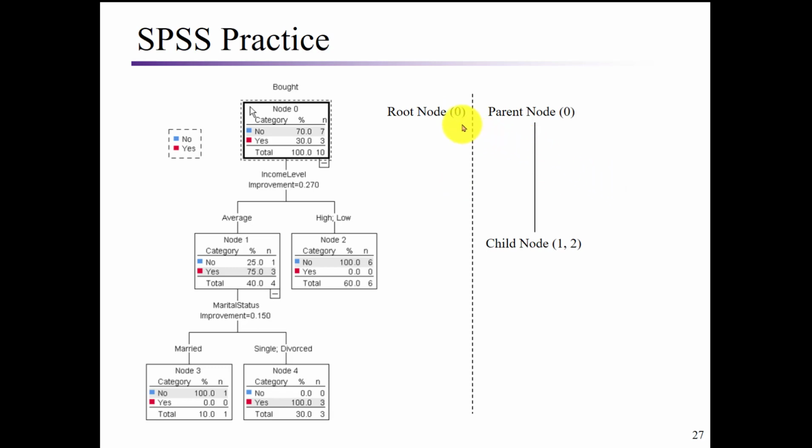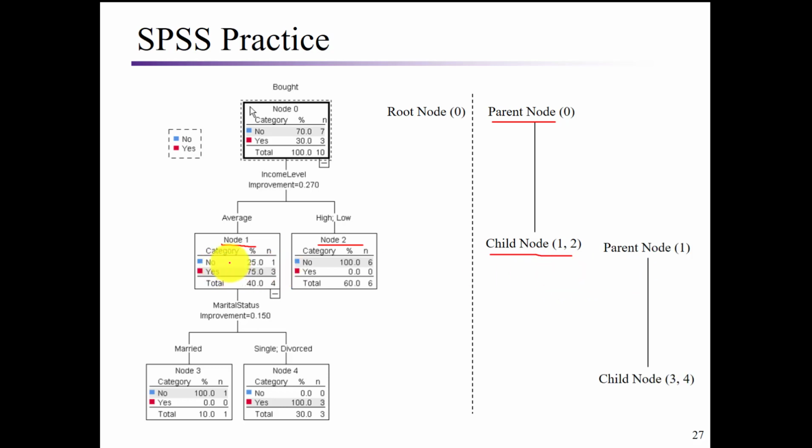So in that case, the previous node is called the parent node, and the new nodes, as a result of splitting, are called child nodes. In this case, node 1 here and node 2 are the labels. So again, before splitting, parent node; after splitting, child node.